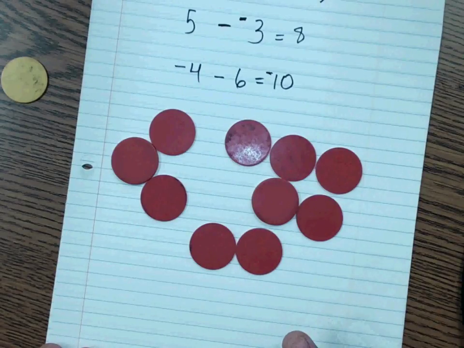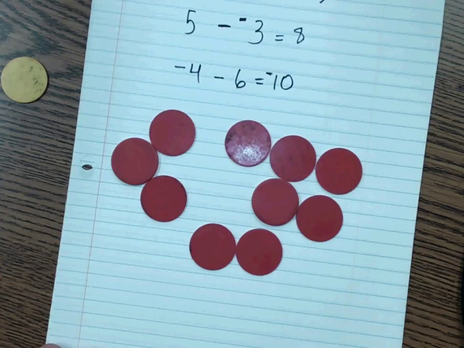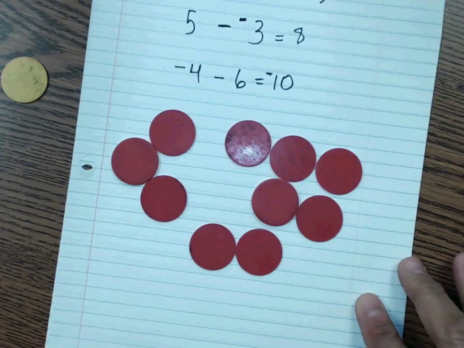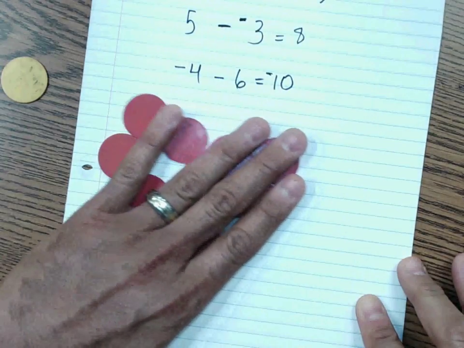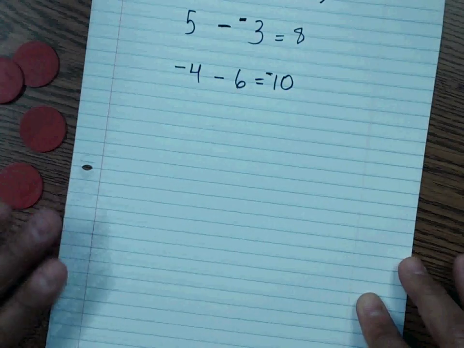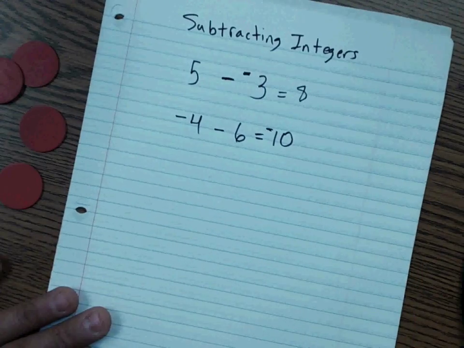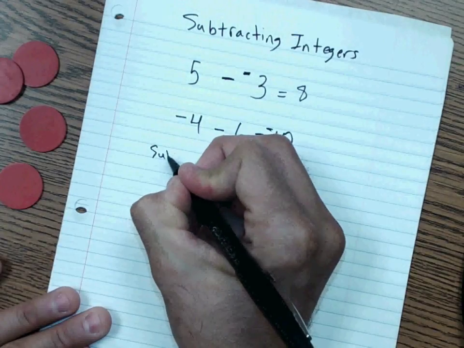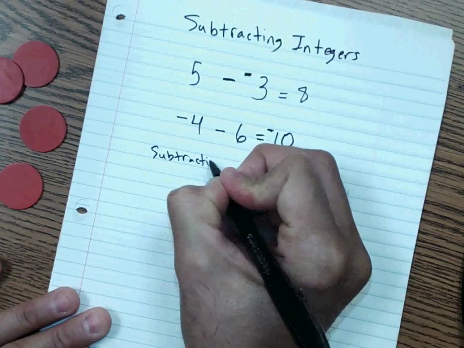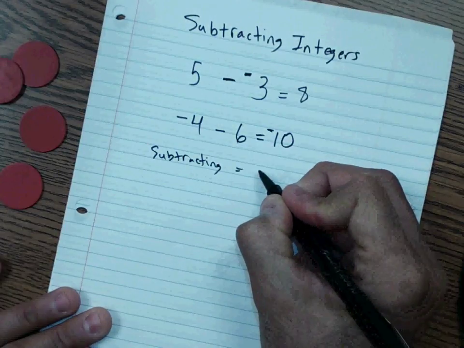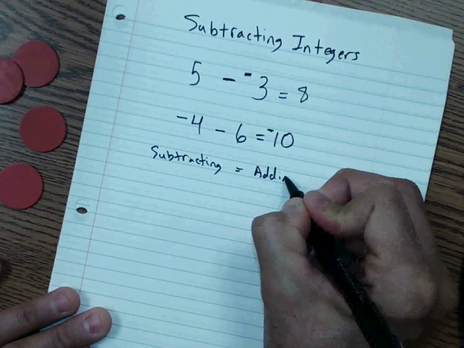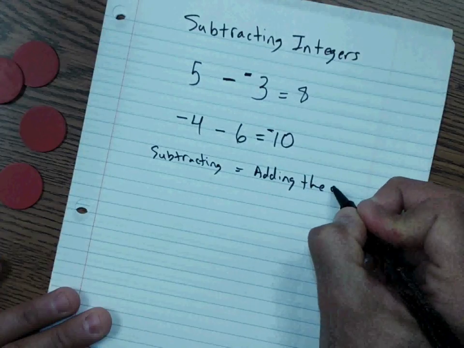That's the visual way. If you want to visualize them like that, again, if you've got the counters, a red and yellow marker, or you could use circles and dots. Let me show you the other way that's just written. That may be a little easier for you to remember. One thing I always say about subtracting is that it is the same as adding the opposite.